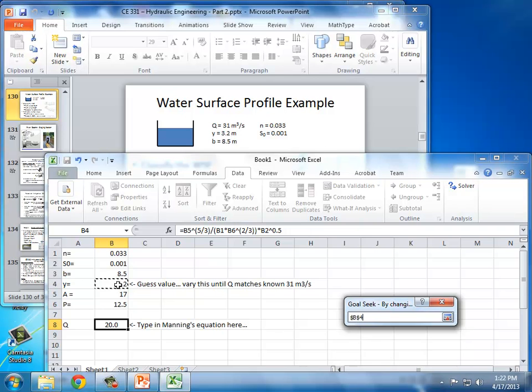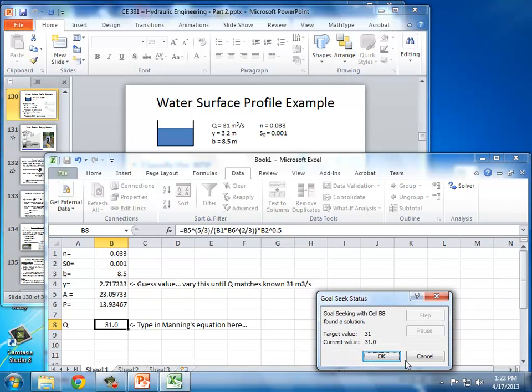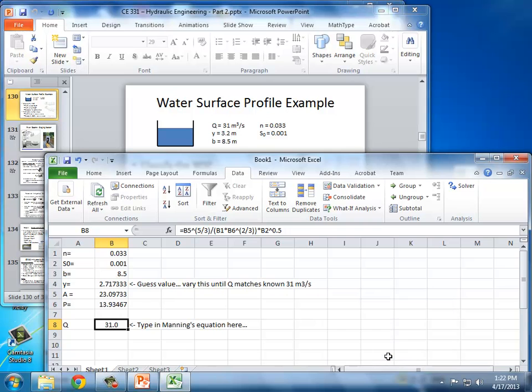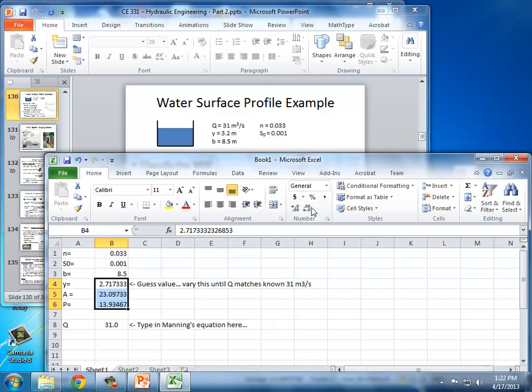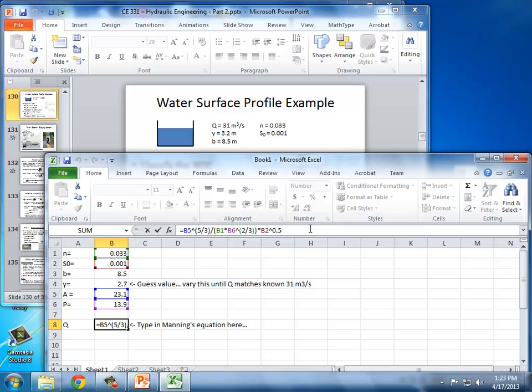Is that P for wetted perimeter? Yeah, wetted perimeter. You don't necessarily have to have it. You could have just written Manning's equation in terms of y and b. You could have built area and wetted perimeter into Manning's equation, but it's a little bit simpler to have it outside of the equation and then just reference it as a quantity by itself.